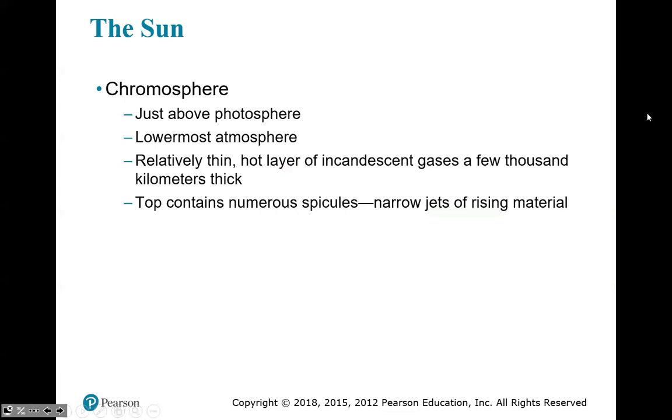So the chromosphere is just above the photosphere. It's the lowermost portion of the sun's atmosphere. It's a relatively thin, hot layer of incandescent gases, a few thousand kilometers thick. And the top has these numerous spicules, these very thin, narrow jets of rising material.